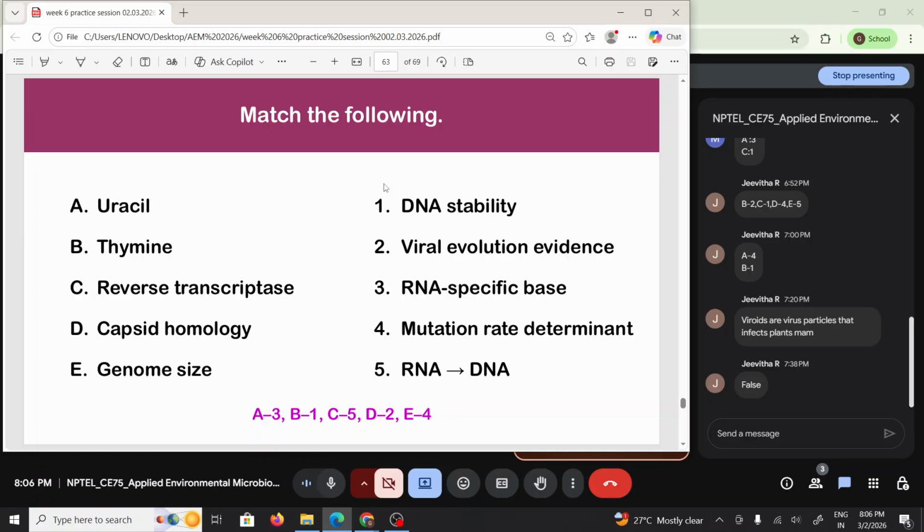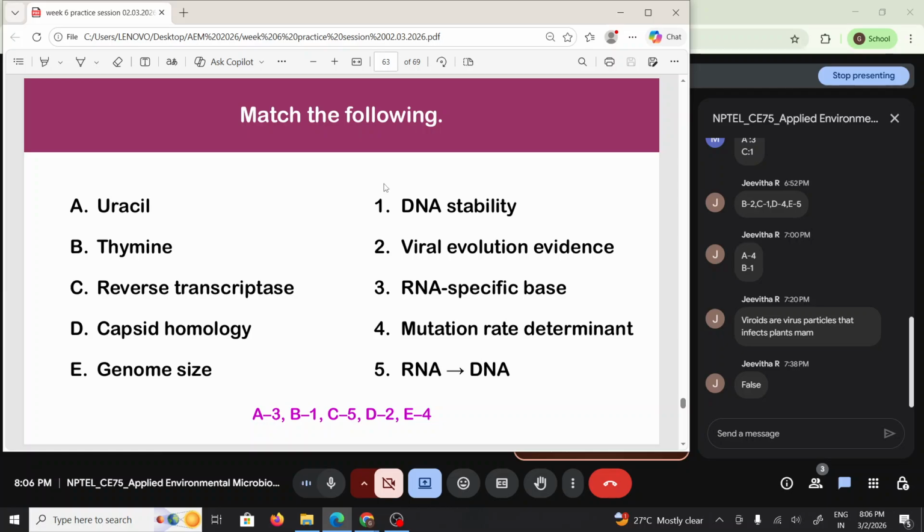Capsid homology stands as evidence for viral evolution. The capsid has been homologous in multiple viruses. So when people study viral evolution, they need a point where convergence is there, where divergence is there, to predict or to track down the direction of the evolution. So capsid homology is one aspect that gives us information about viral evolution.